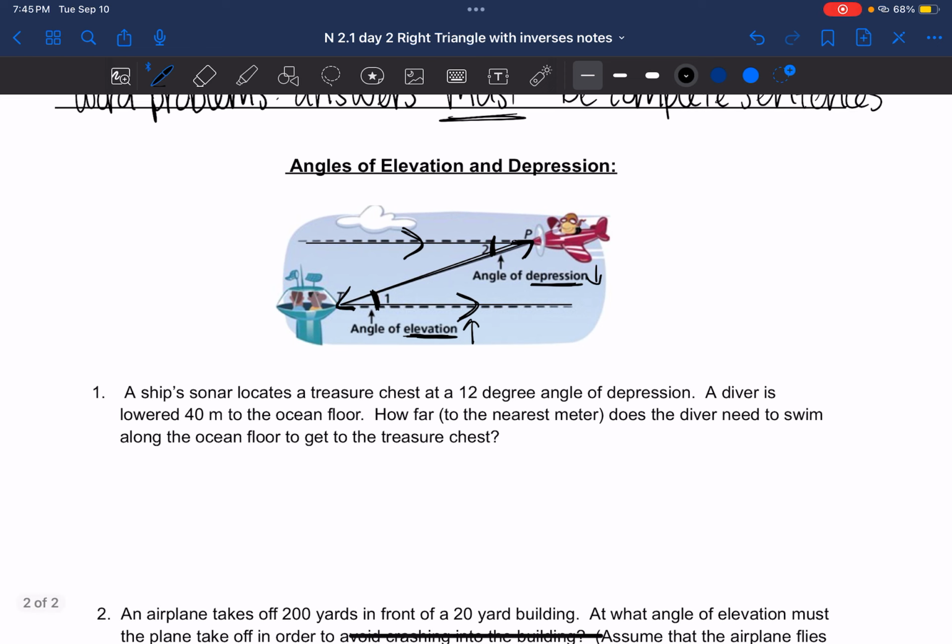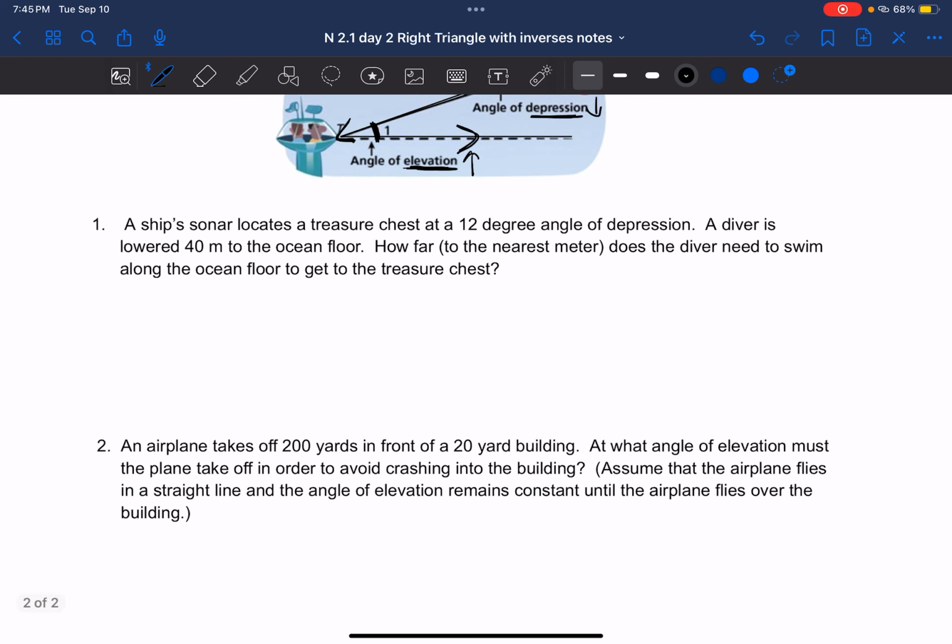Okay, so the first one says a ship's sonar locates a treasure chest at a 12-degree angle of depression. A diver is lowered 40 meters to the ocean floor. How far to the nearest meter does the diver need to swim along the ocean floor to get to the treasure chest? All right, so here's my ocean waves, and we are in our boat up here on those ocean waves.